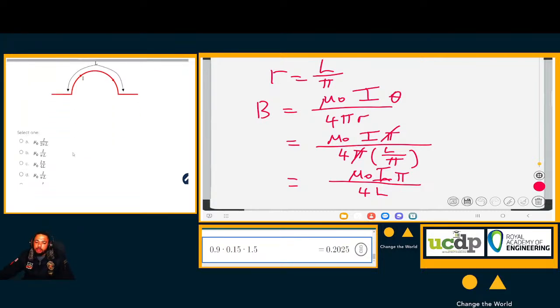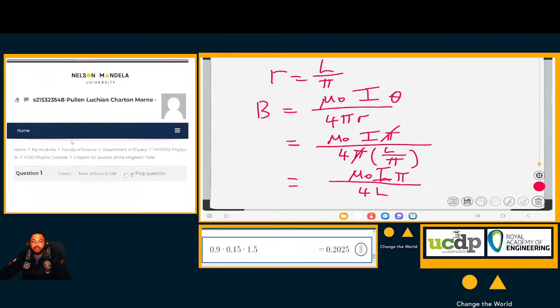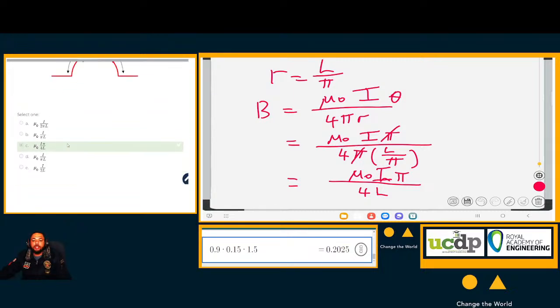Let's see if one of them is in this shape. So mu naught times I times pi over 4L. We have a contender. C, let's check number C. And indeed it is correct.